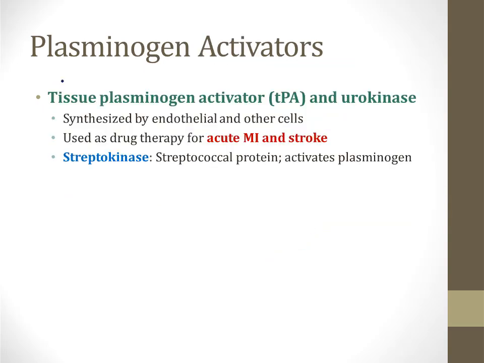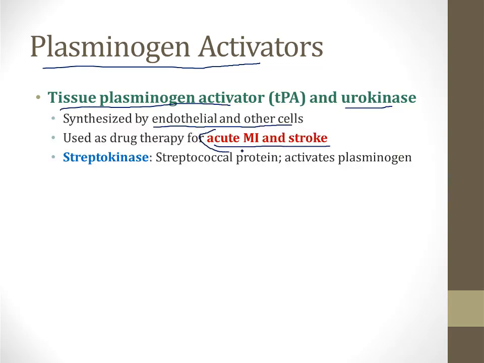There are several naturally occurring substances which are plasminogen activators. Tissue plasminogen activator, or TPA, and urokinase are synthesized by endothelial cells and other cells in the body. They activate plasminogen to plasmin and clean up any fibrin that is formed inside of blood vessels. These two plasminogen activators can be used as acute drug therapy for acute MI and stroke. In these instances, they are being used as clot-busting drugs to break up the thrombus that is obstructing blood flow either to the heart or to the brain.